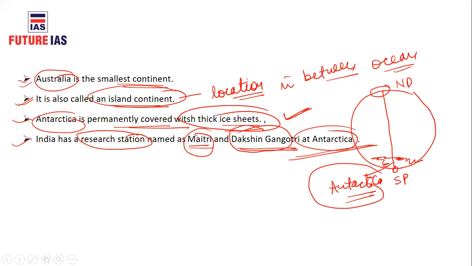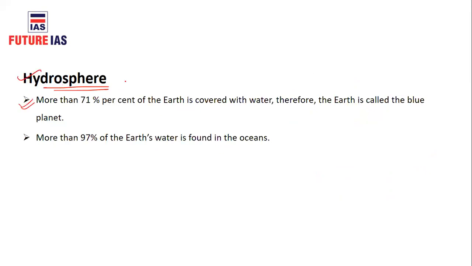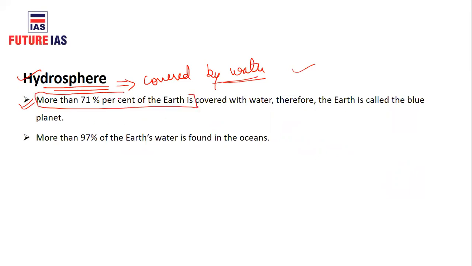Let's understand the hydrosphere. As I told you, hydrosphere means that part of the earth which is covered by water. You must also understand that more than 71% of the earth is covered with water, and therefore the earth is called the blue planet. Why is the earth called the blue planet? Because when you look at the earth from space, it would look like a blue planet because of the predominance of water on its surface, as around 71% of the earth is covered by water.